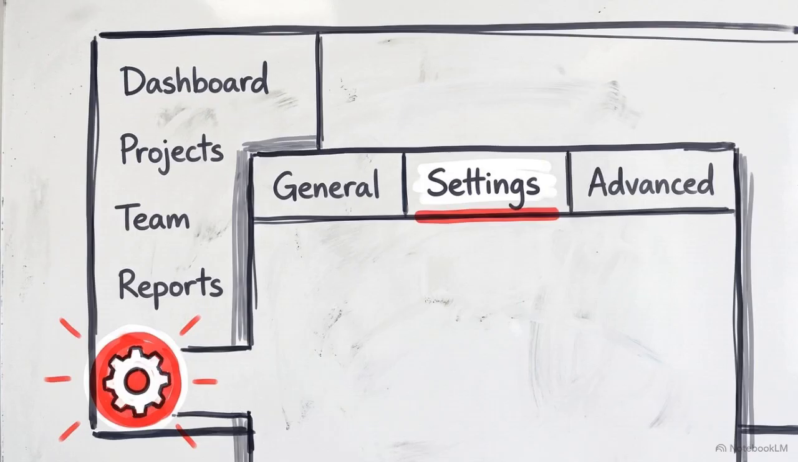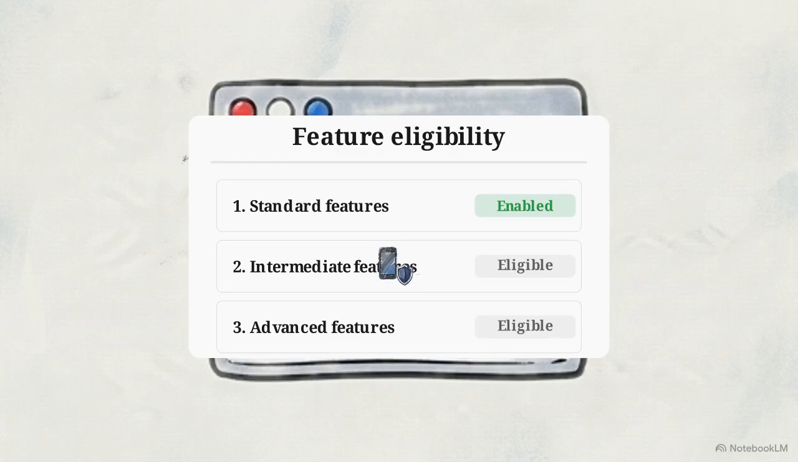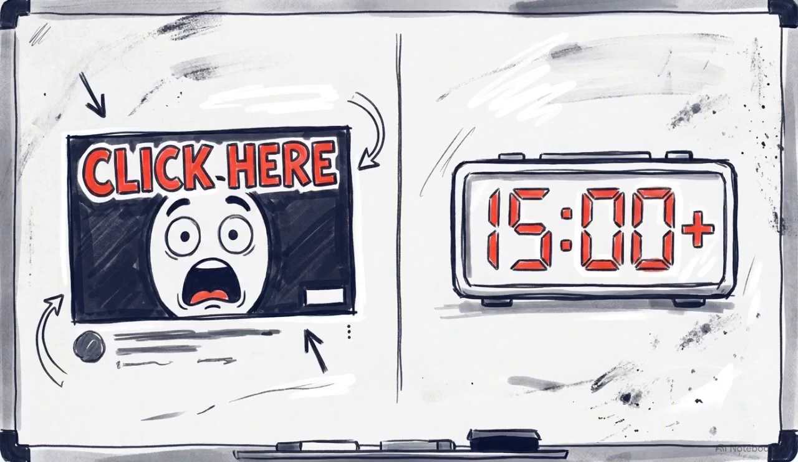Open the Settings menu and navigate to the Feature Eligibility tab to see your current account status. Because you verified your phone number earlier, your intermediate features are already active. This allows you to upload custom thumbnails and post videos longer than 15 minutes.